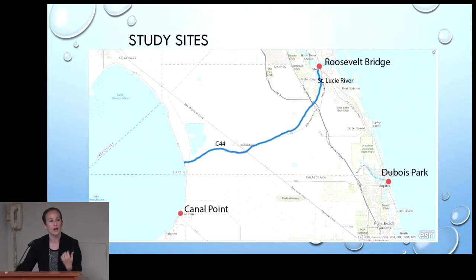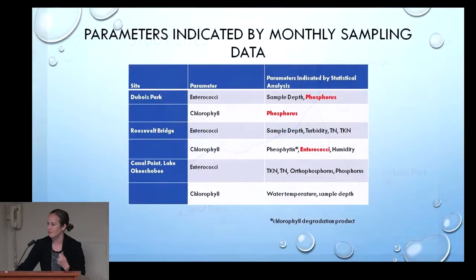C44 is a man-made canal. This is not part of the river at all. It's been dug out. And then right around S80, which is about 7 miles from Roosevelt Bridge, it actually joins the St. Lucie River. So this is sometimes known as the C44 S80, but this is not the entire St. Lucie River. It only becomes the river right up near where Roosevelt Bridge is.